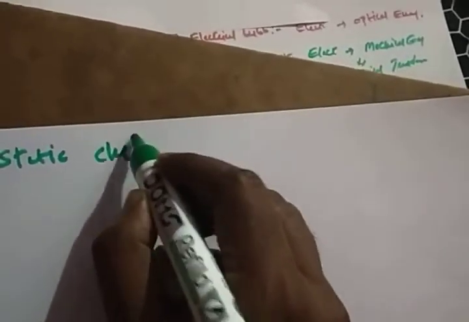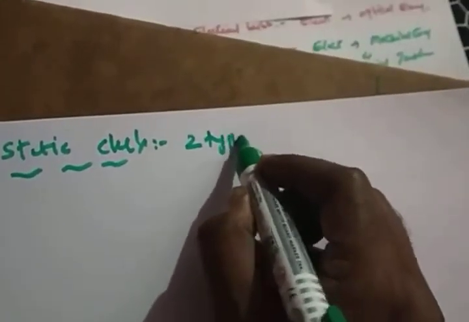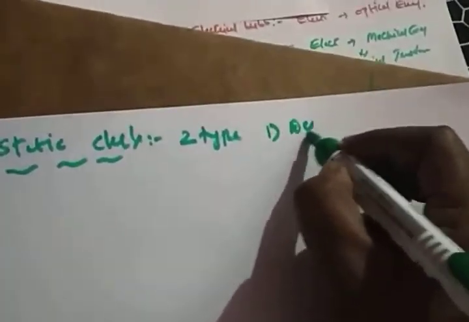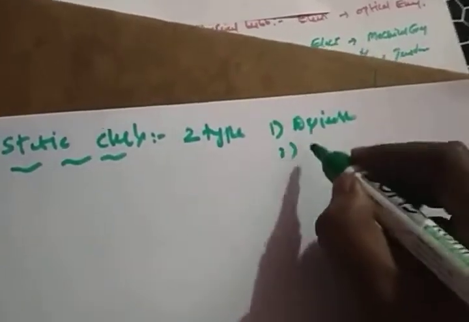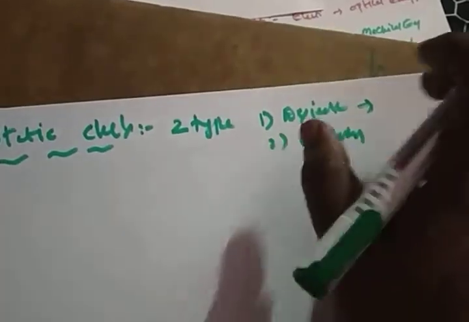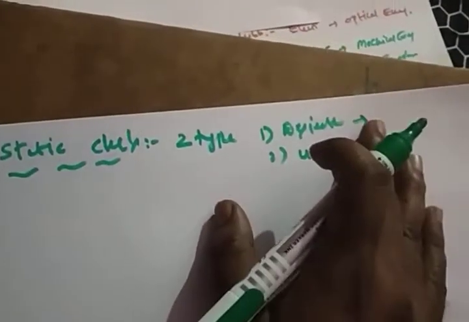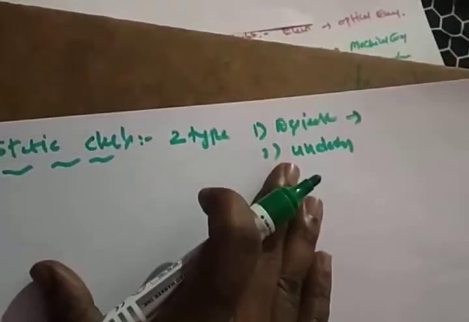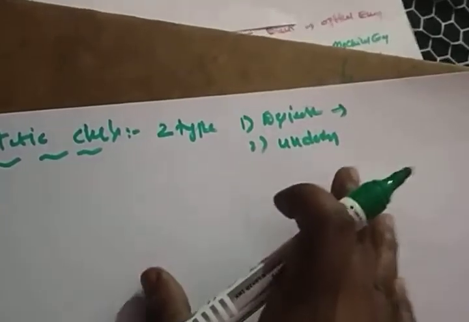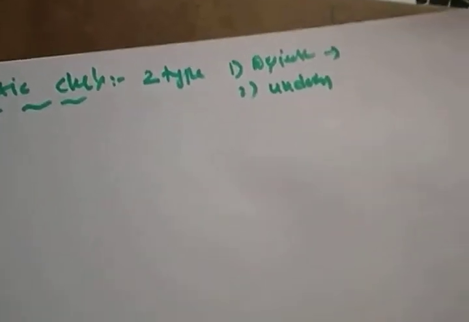Static characteristics. Static characteristics are of two types. The first is desirable, and the second is undesirable. Desirable means we require these characteristics in the instrument. Undesirable means you won't expect these characteristics in the instrument. If they happen, definitely the instrument will reach an error value, or the instrument may be damaged also. Alright. So what are the static characteristics?